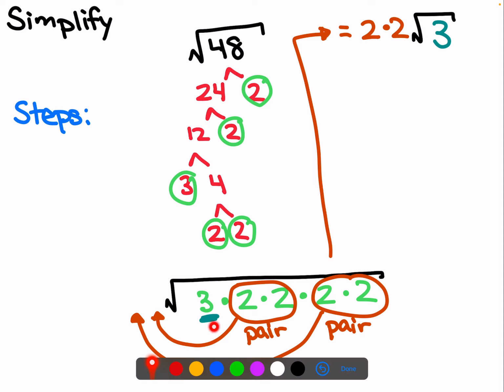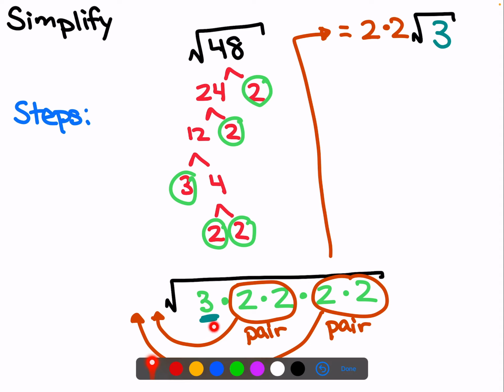For 32, I can break it down into 16 times 2. 16 is a perfect square, so I can break that down into 4 times 4. These are not prime numbers, but they're a pair. So if I run into a pair while I'm breaking it down, I can just stop at that pair, because I know that once I have a pair, those can go outside the radical. Lastly, radical 75 breaks down into 25 times 3, and 25 breaks down into 5 times 5.